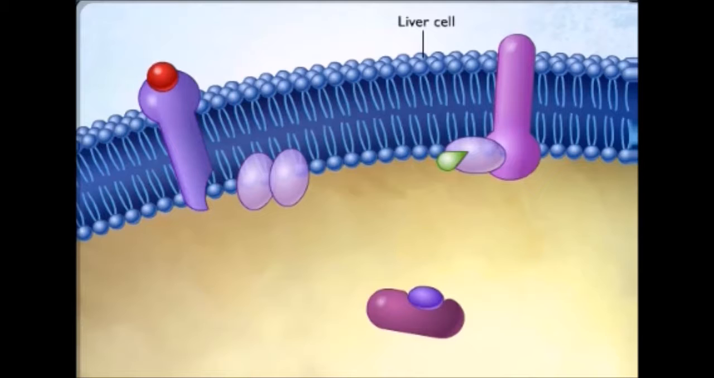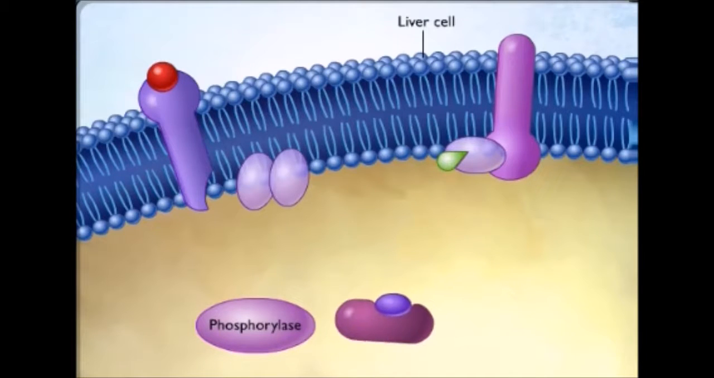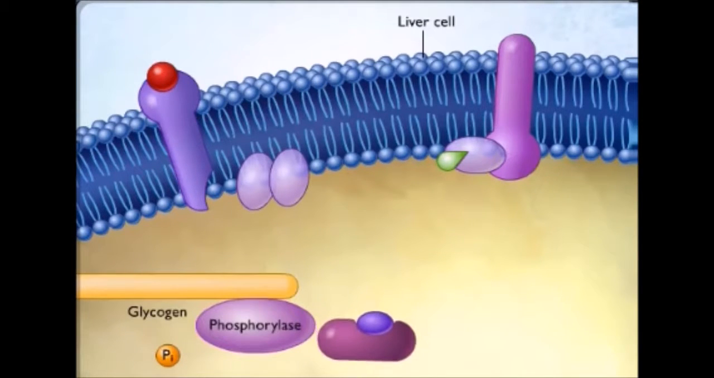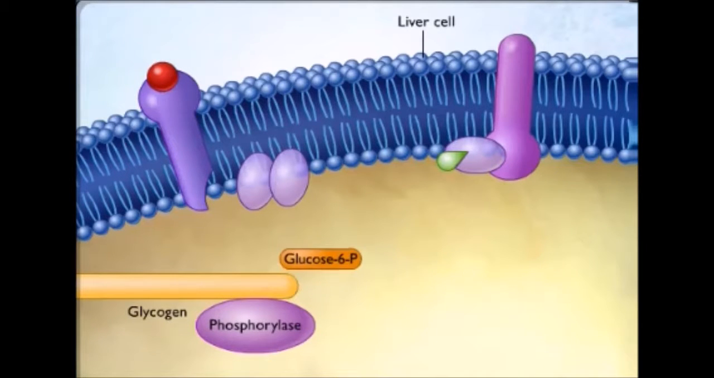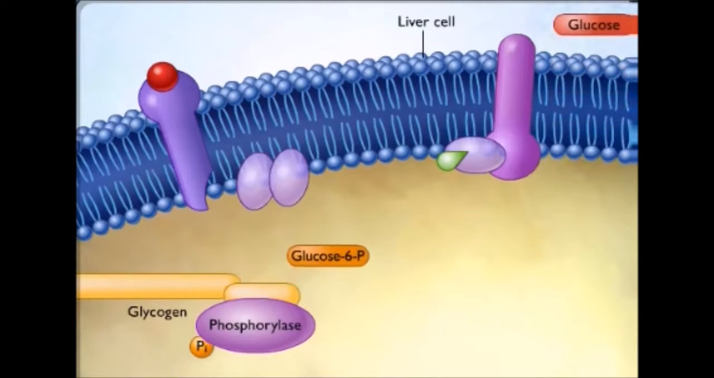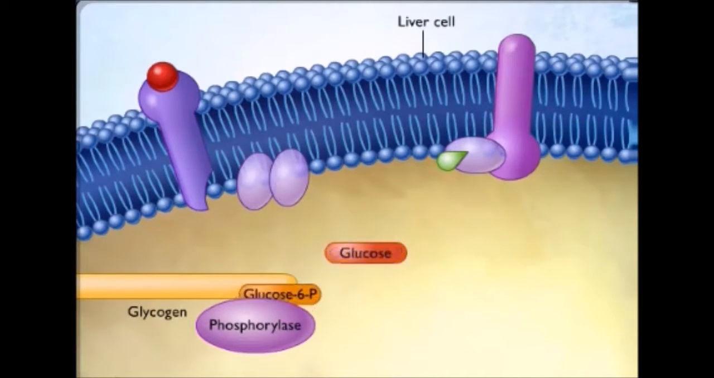In liver cells, protein kinase A phosphorylates and thereby activates another enzyme called phosphorylase, which converts glycogen into glucose-6-phosphate. The glucose-6-phosphate is then converted to glucose. Through this multi-step mechanism, epinephrine causes the liver to secrete glucose into the blood during the fight or flight reaction.